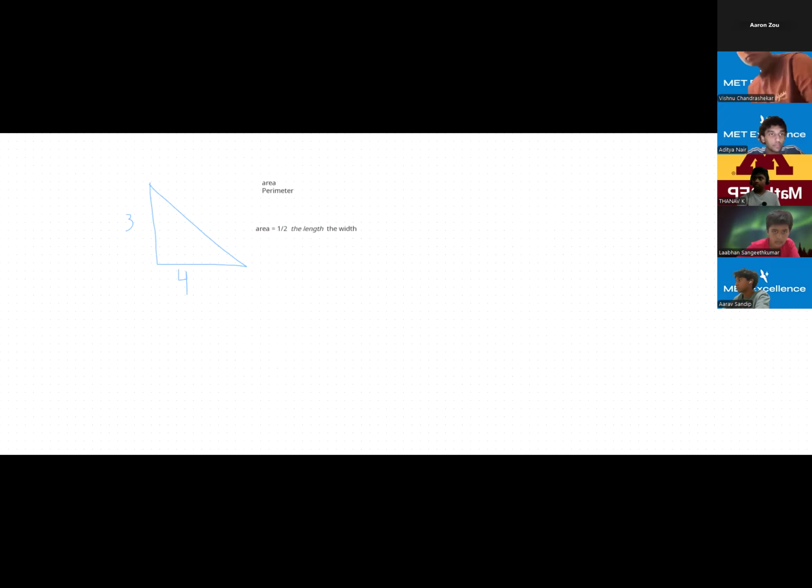Because if you think about it, a triangle is just half of a rectangle. So this would be 4 and 3. You do a rectangle where you do 4 times 3, but really all we want is the area of this part. So you multiply it by 1/2 to get half of the whole thing.